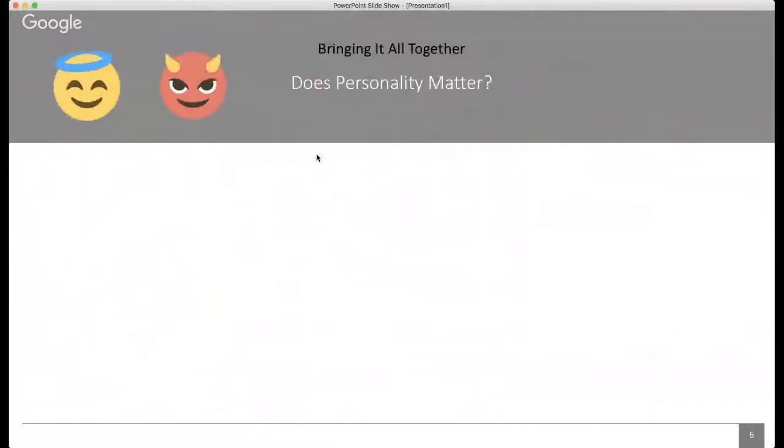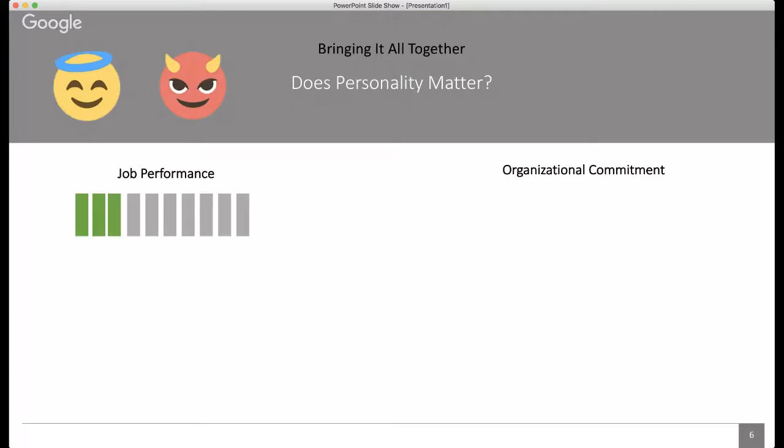So this is our final slide that we covered in class today, but I just wanted to go through it one more time so that it didn't feel quite so rushed. So does personality matter for those two outcomes that we care about? Yeah, it does. It matters for both job performance and organizational commitment. What's really driving the two outcomes here is conscientiousness. So when we're talking about personality and how it affects performance and how it affects commitment, what we're really talking about is that trait of conscientiousness.